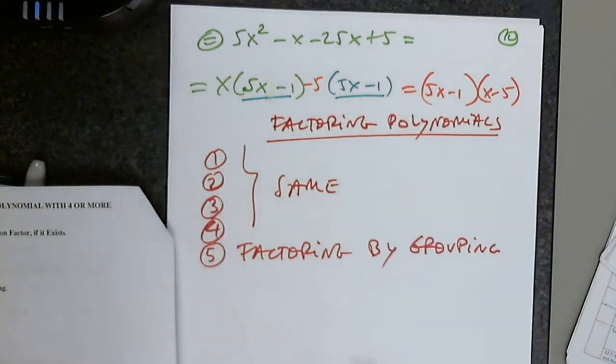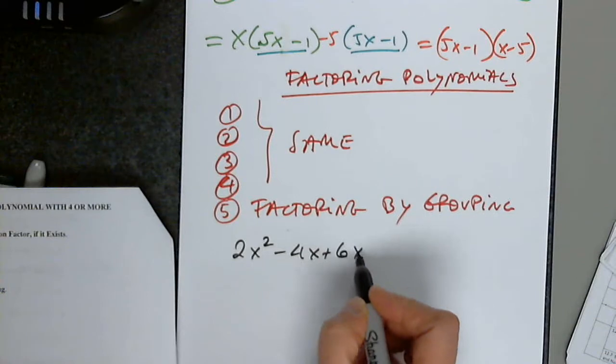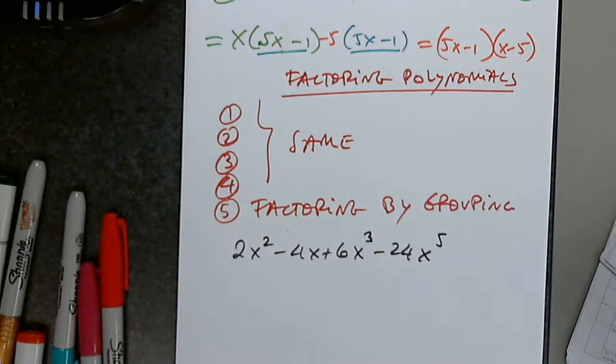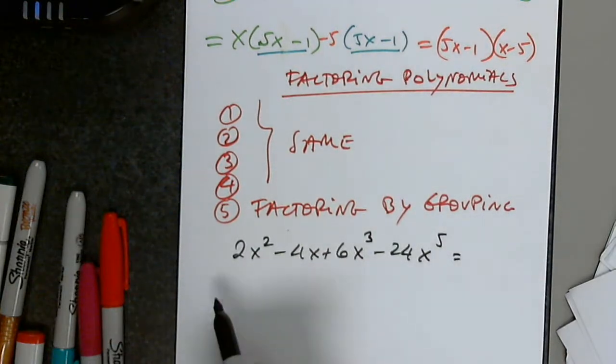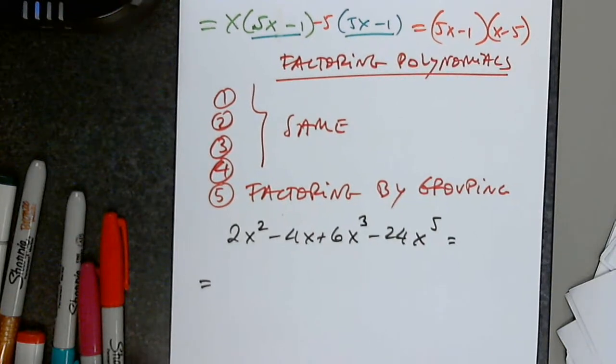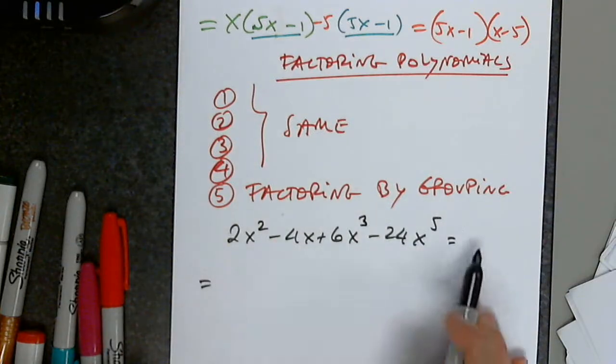Here's the first example. And we have 2x squared minus 4x plus 6x cubed minus 24x to the 5th. What type of polynomial is this? It's a polynomial. It's not a binomial. It's not a trinomial. Is it in descending order? The answer is no. What is the degree of this polynomial? Because that's where I have to start. So degree 2, degree 1, degree 3, degree 5. So this whole thing is degree 5.